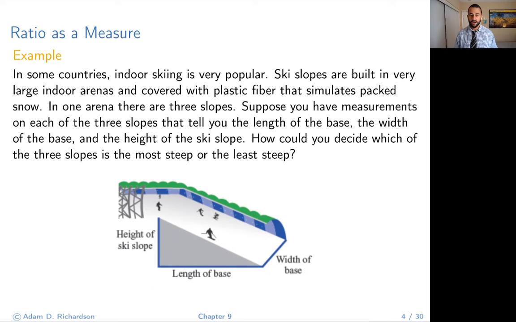All right, here's another one. In some countries, indoor skiing is very popular. So they'll make ski slopes that are built in these really big arenas and they cover it with plastic fiber, and that simulates packed snow. So let's say in one arena, there are 3 slopes. And suppose you have measurements on each of the 3 slopes that tell you the length of the base, the width of the base, and the height of the ski slope. And the question is, how could you decide which of the 3 slopes is the most steep or the least steep? So think about that for a minute.